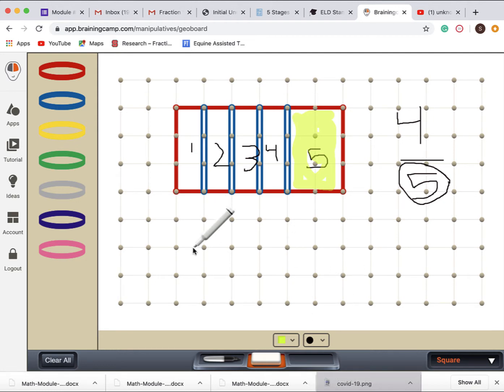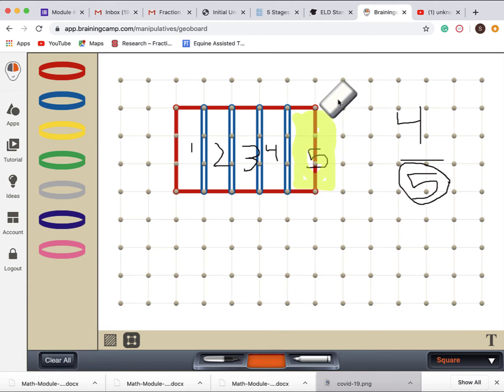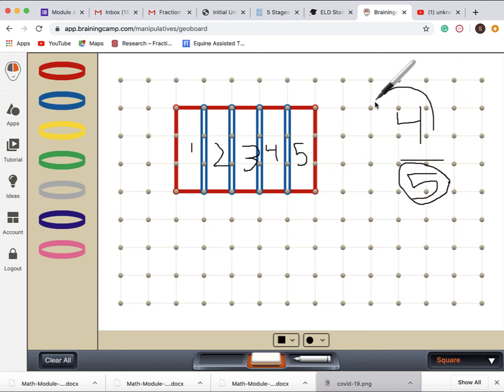So when we're working on our geoboard, that's pretty easy to fix because these are rubber bands. So we can just floop that back over there. I'll erase this. And then our parts are equal. 1, 2, 3, 4, 5. Now, if we were going to show 5/5, let me erase this all the way. I'm sorry, 4/5.